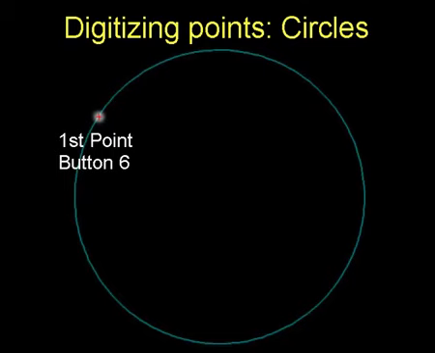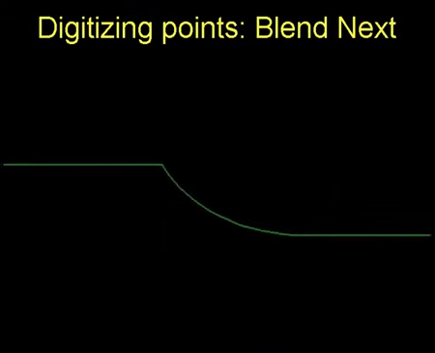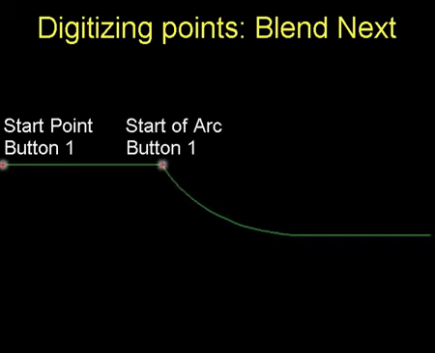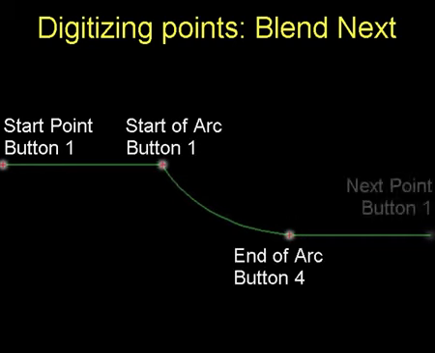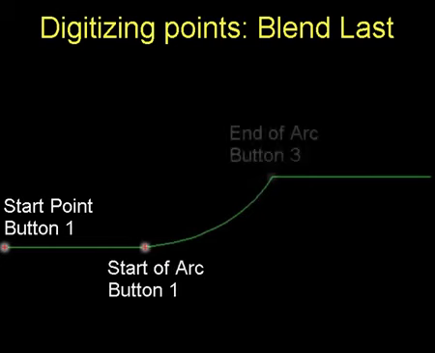Circles are special constructions, and you can define a circle completely with 3 points. Some arcs are special too. The first one is blended into the next line. This is button number 4 at the blend point. Then you may want to blend smoothly with the last movement, but not the next. This is button 3.